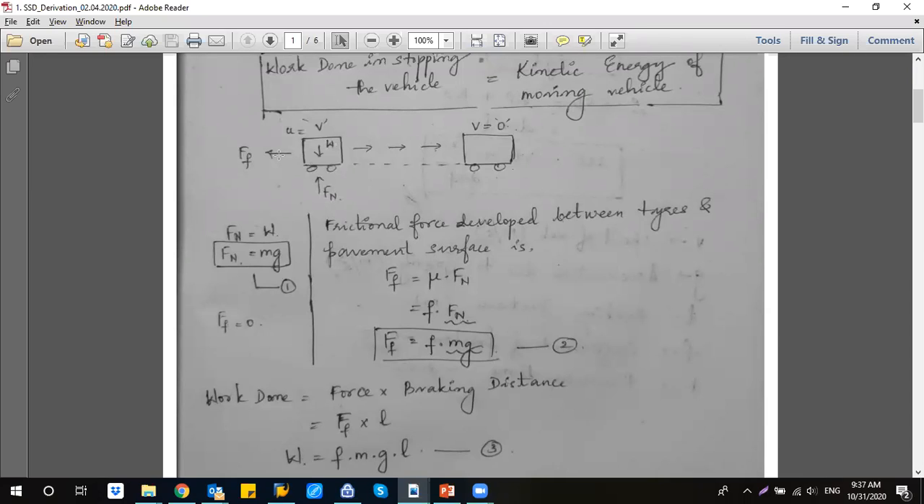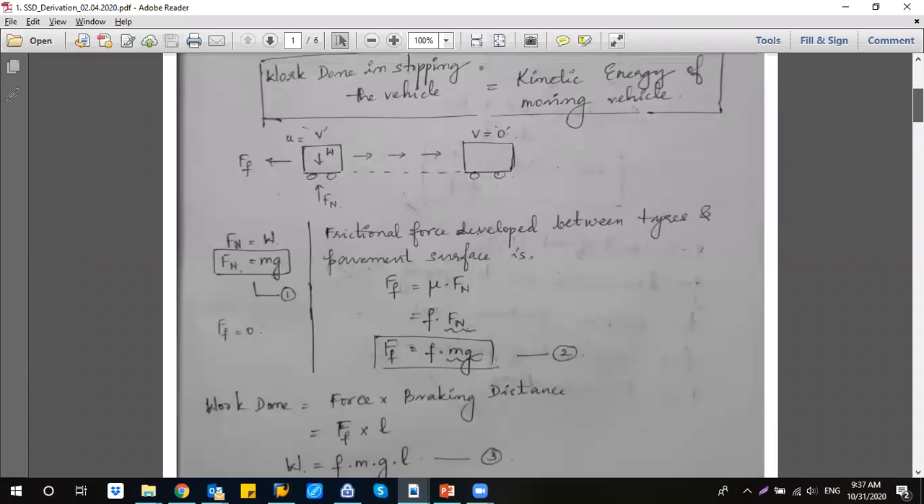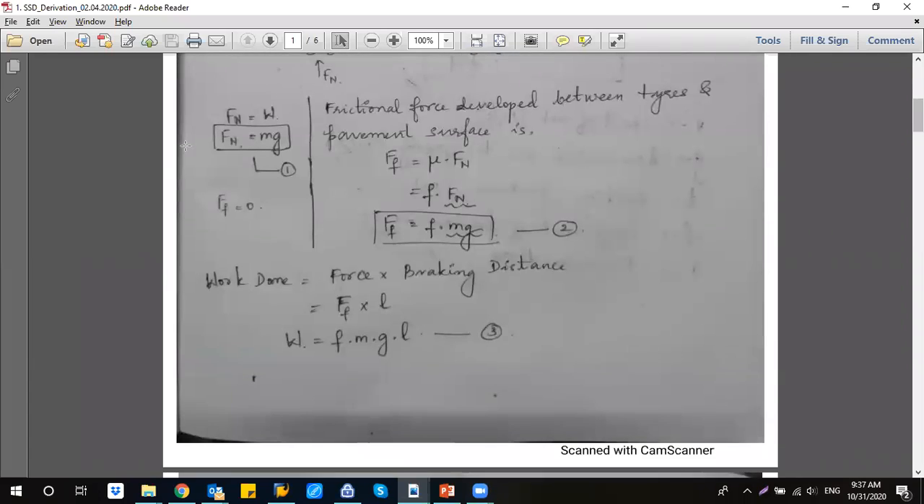That's why I've indicated it towards this side. F suffix small f is the frictional force. It's enough if you understand this much; from this, you yourself can derive the expression. So you have understood, right? The vehicle has a self weight, a normal force, and a frictional force. You know the initial velocity and the final velocity of the vehicle when it comes to a stop. Now we are going to equate.